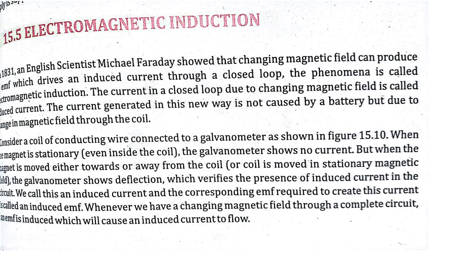When the magnet is stationary, even inside the coil, we notice that the galvanometer shows no current. As we know, the purpose of a galvanometer is to detect current. When the magnet is not moving, we see no current on the meter. But when we move the magnet, either towards the coil or away from the coil, we notice some deflection on the galvanometer. This deflection verifies the presence of a current, and this current is an induced current in the circuit.